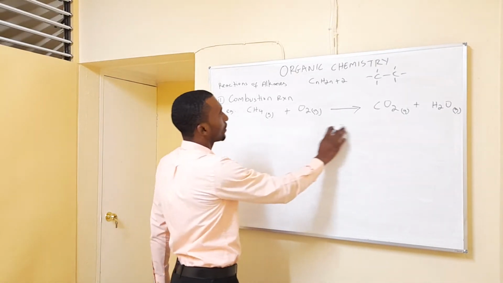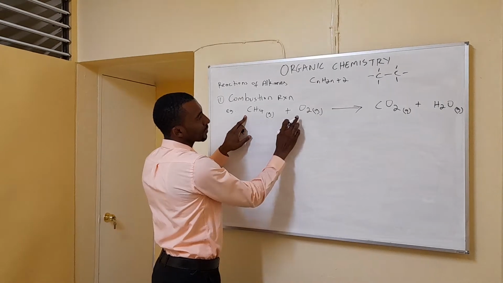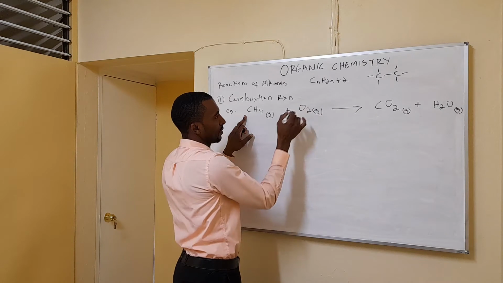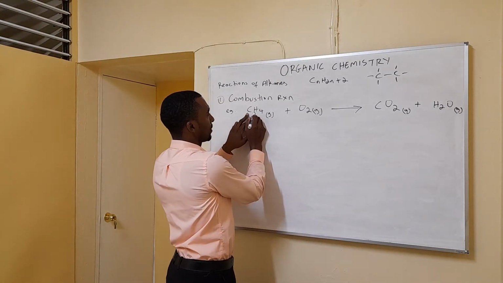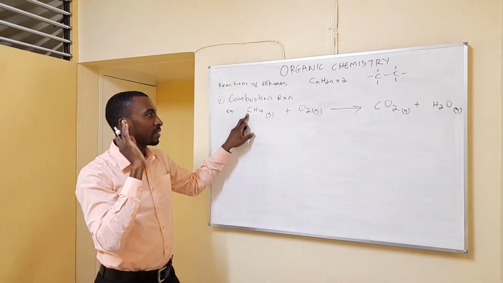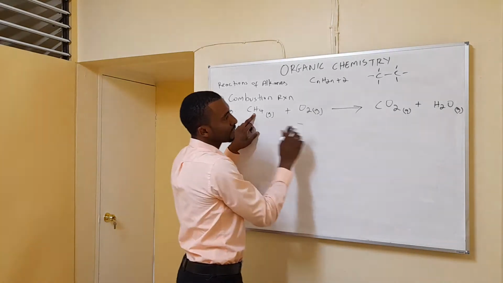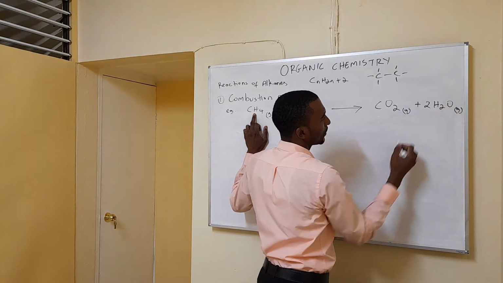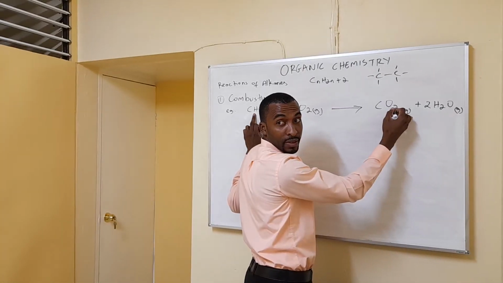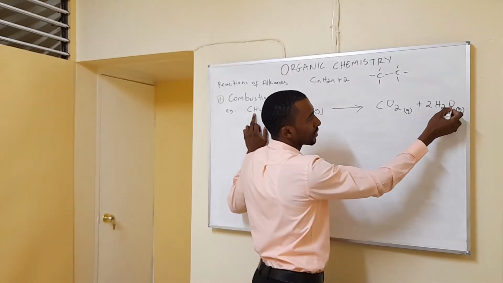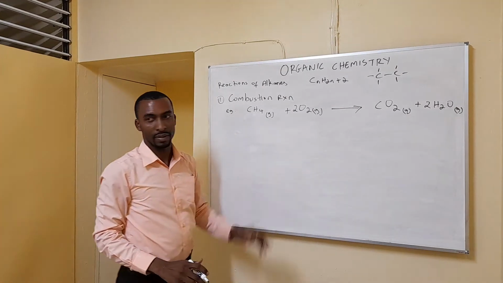So how do we balance this equation? One carbon, one carbon. We save the oxygen for last, so next we balance the hydrogen. So we balance carbon first, then hydrogen, and oxygen last. We have 4 hydrogen here, we need 4 hydrogen over here, so we put a 2 here. Now we have 2 oxygen here and 2 oxygen here making 4, so we put a 2 here. And this is a gas.